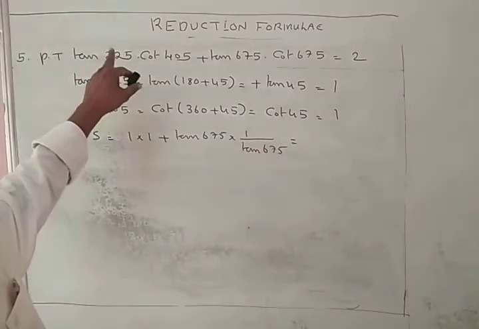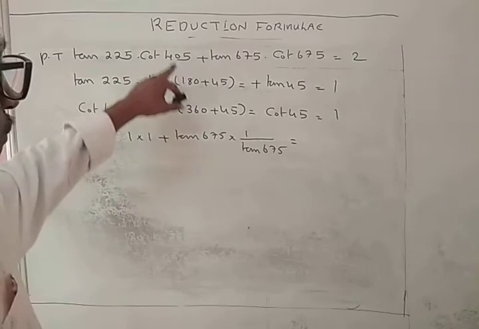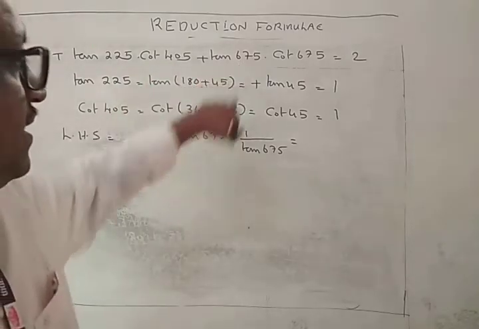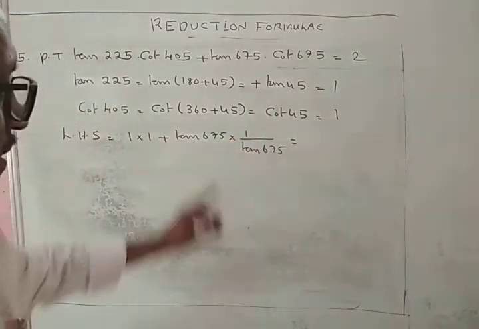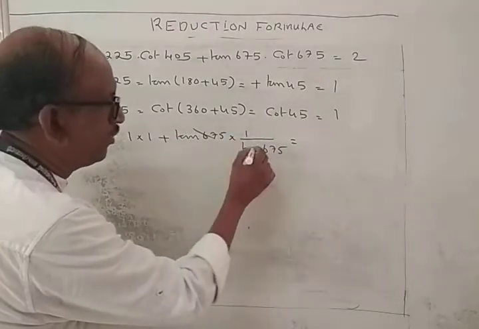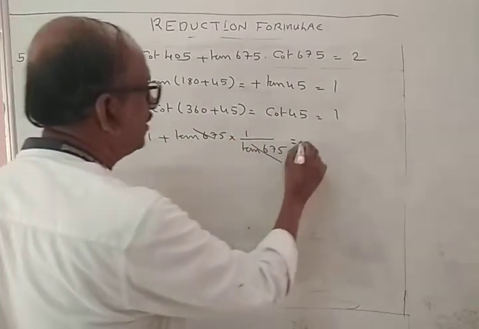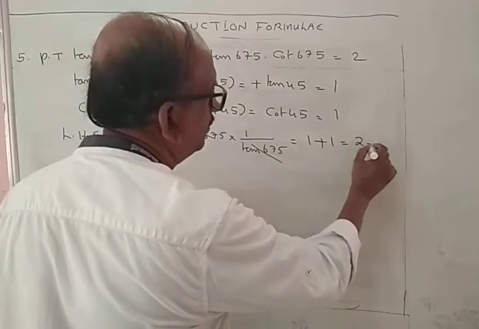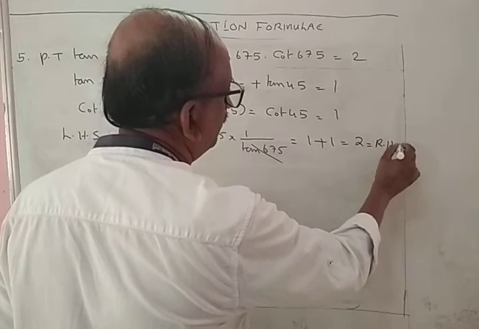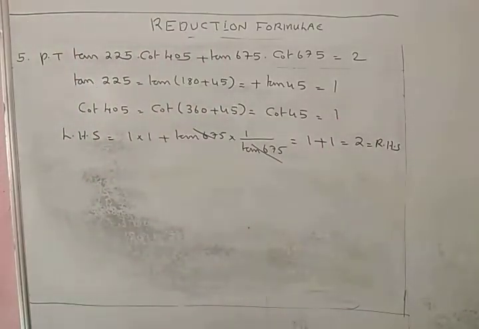Tan 225 is equal to 1, into cot 405, which is 1, into 1 plus tan 675. Cot is the reciprocal of tan, therefore 1 by tan 675. These two quantities got cancelled. Therefore 1 into 1, 1 plus this value 1, is equal to 2, which is equal to RHS.